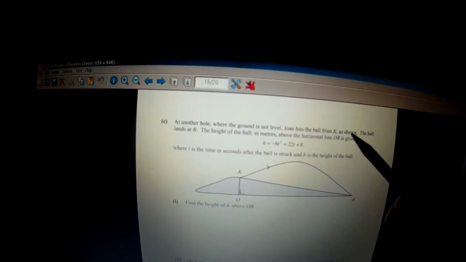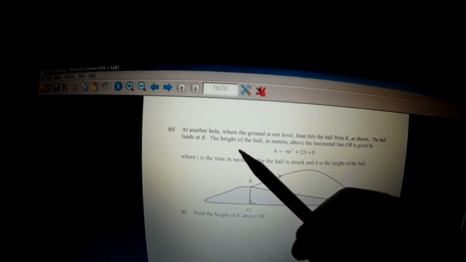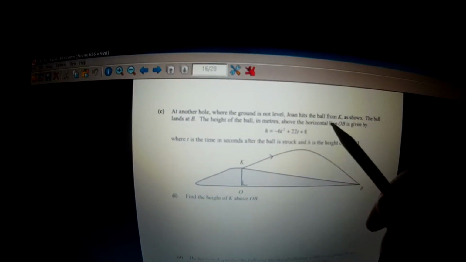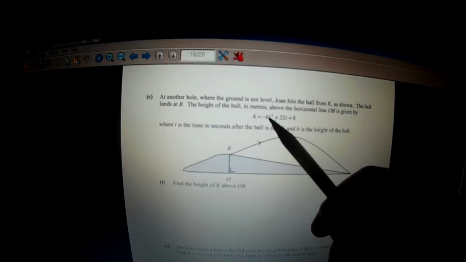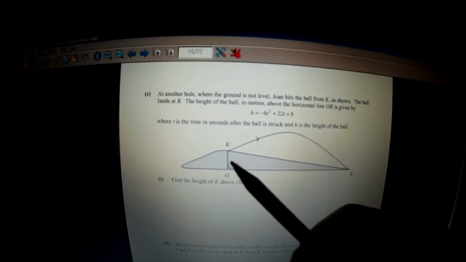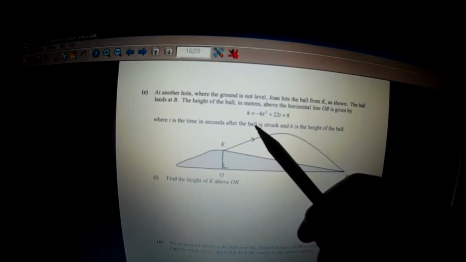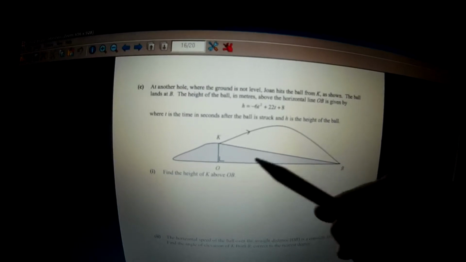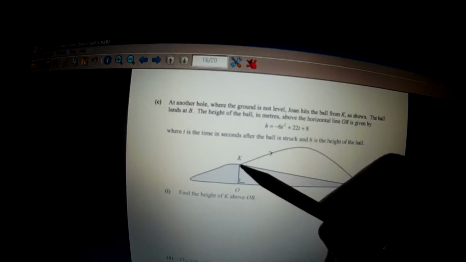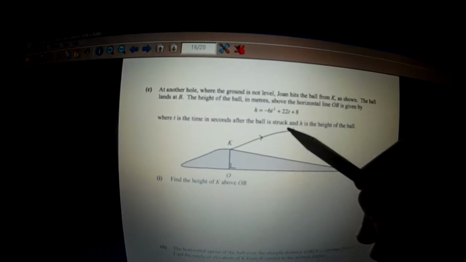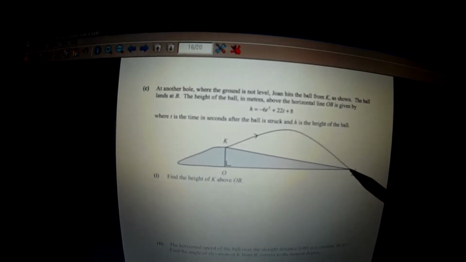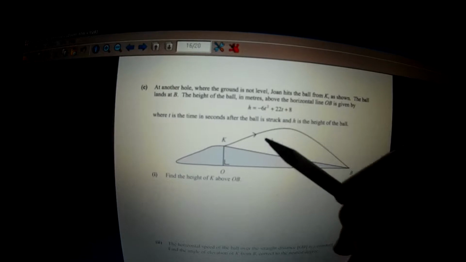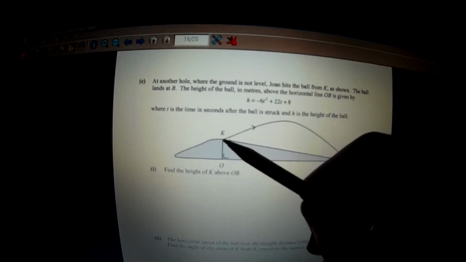At another hole where the ground is not level, Joan hits the ball from K, and the ball lands at B. The height of the ball in meters above the horizontal line OB is given by H equals minus 6t squared plus 22t plus 8, where t is the time in seconds after the ball is struck and H is the height of the ball. So the ball is struck here, and it follows this parabola to hit point B. And this is the height here.